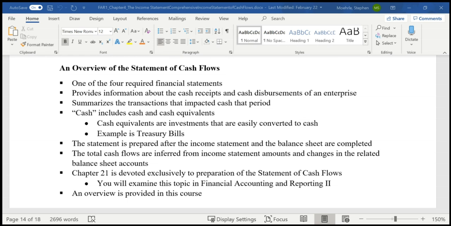The total cash flows are inferred from income statement amounts and changes in the related balance sheet accounts. Chapter 21 is devoted exclusively to preparation of the statement of cash flows, and again, you'll examine this topic in an upcoming financial accounting and reporting course. I provide an overview in this course.